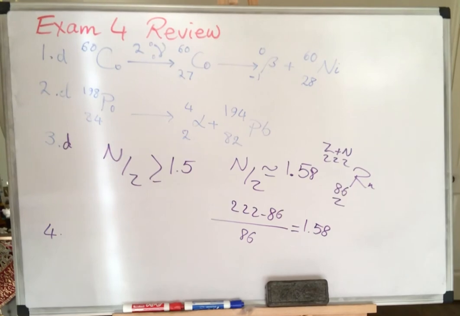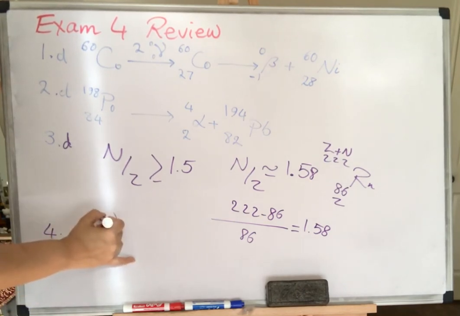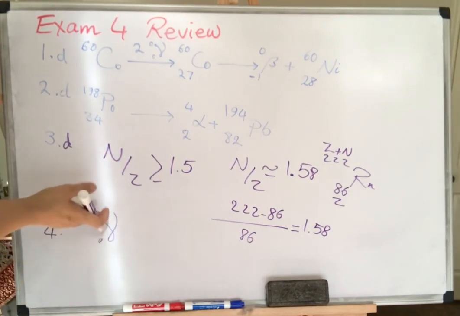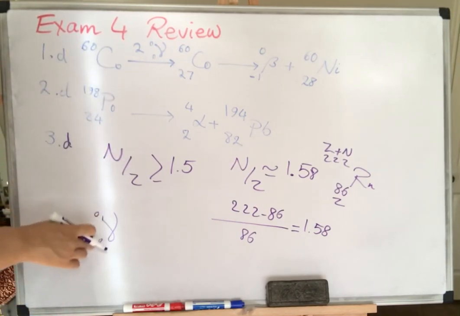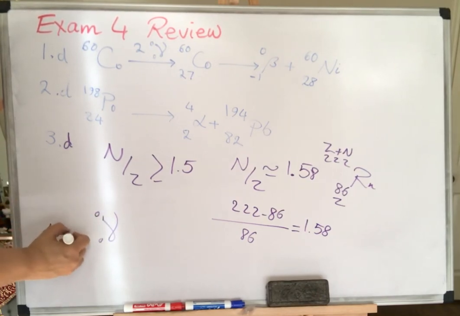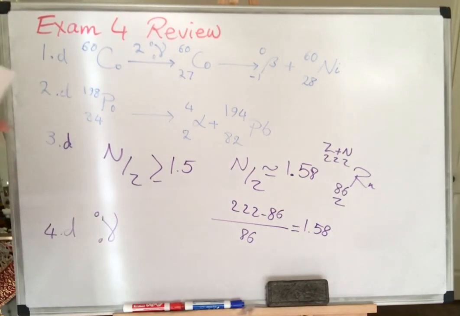For question number 4, for which of the following radioactive decay processes does the atomic number not change? Electron capture, positron emission, alpha emission, beta emission, they all change the atomic number except the gamma emission, which is 0 and 0. So whether it's emission or having the gamma in the reactant side, 0 and 0 is not going to change anything. So again, D is the correct answer.